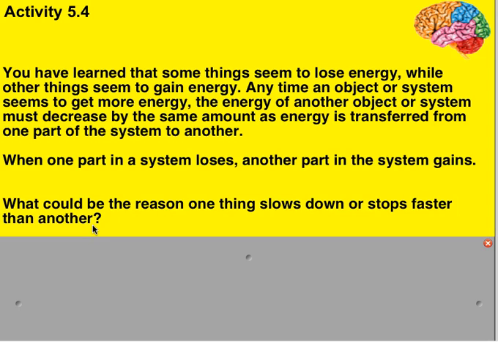So what could be the reason that one thing slows down or stops faster than another? Again, what do you think could be the reason one thing slows down or stops faster than another? If you're looking at energy transfer, think about things that might cause the one basketball to slow down faster than the one that didn't have the racquetball on it. And why did the racquetball bounce 30, 40 centimeters, but then when you put it on top of the basketball, it bounced a lot higher? So what could be the reason one thing slows down or stops faster than another? Again, think of energy transfers.